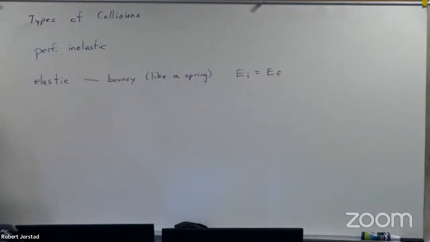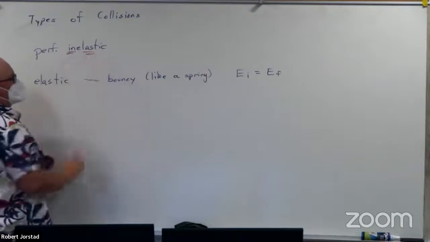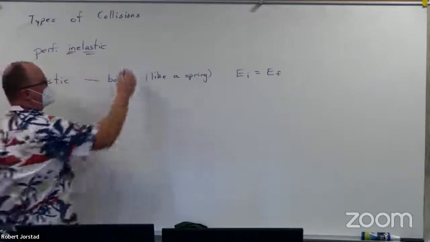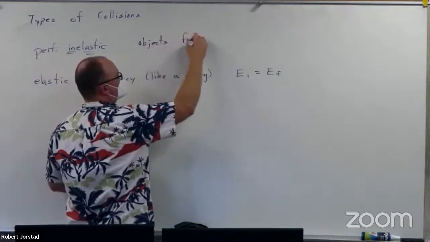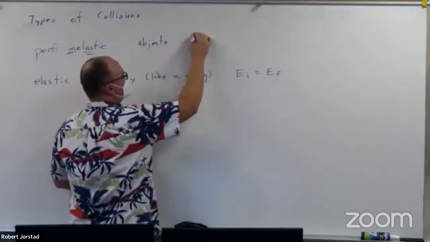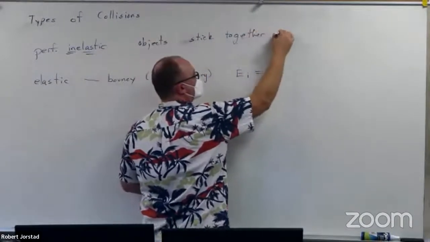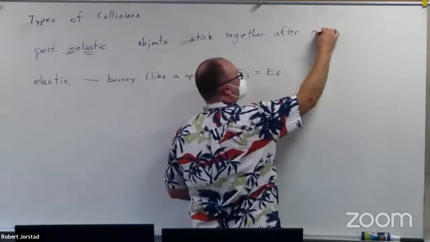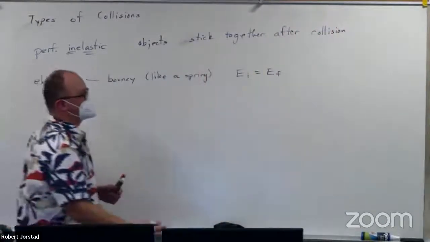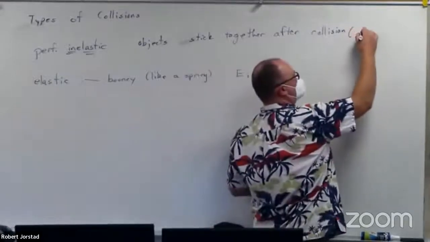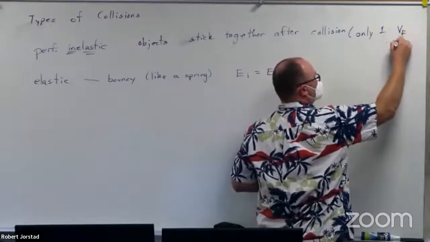If it's perfectly inelastic, that means it's the opposite of bouncy. The objects stick together after the collision, so they form one object. That means there's only one V final. That's the trick on this one. Only one V final term.